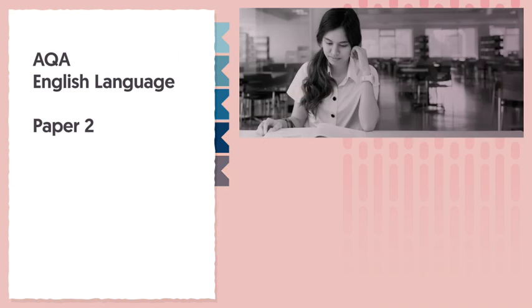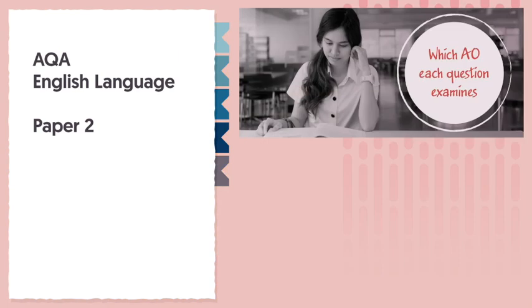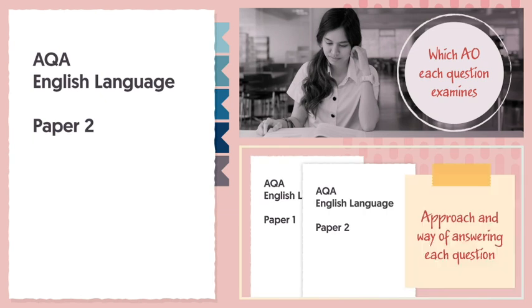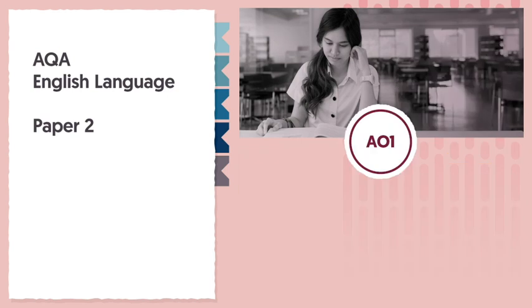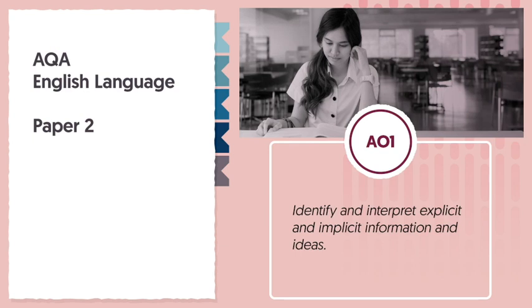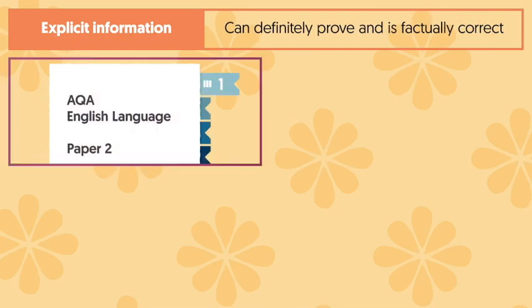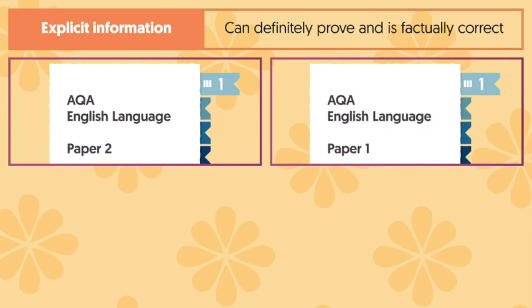Before you even get to the exam, it's a really good idea to know which assessment objective each question examines, so you know how best to answer them. More importantly though, what you need for both Paper 1 and Paper 2 is to have an approach and way of answering each question. Paper 2 Question 1 assesses AO1, which is your ability to identify and interpret explicit and implicit information and ideas. Explicit information is the kind of information you can definitely prove and is factually correct. That's what you're looking for in Paper 2 Question 1, just like Paper 1 Question 1.